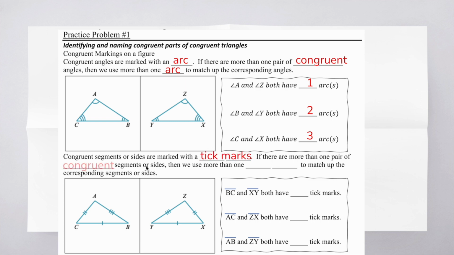If there's more than one pair of congruent segments or sides, then we use more than one tick mark, okay, to match them up. So again, if I have BC and I'm looking at XY, well, they both have one tick mark each, right? And then the next ones, I have AC and I have ZX. Well, those both have two tick marks. And then AB is our third side here, and ZY, and they both have three tick marks. So you're just matching up. Angles are marked with arcs, and sides are marked with tick marks.